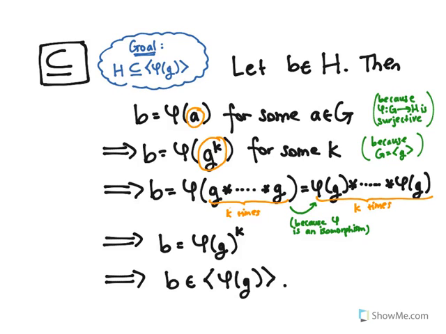And so look what we've done. We've shown that B is equal to phi of g to some power. That's exactly what it means for B to be an element of the subgroup generated by phi of g. And so we've successfully proven this one inclusion, H is contained in the subgroup generated by phi of g. Now we've got another inclusion to look at, so let's flip to a new slide for that.